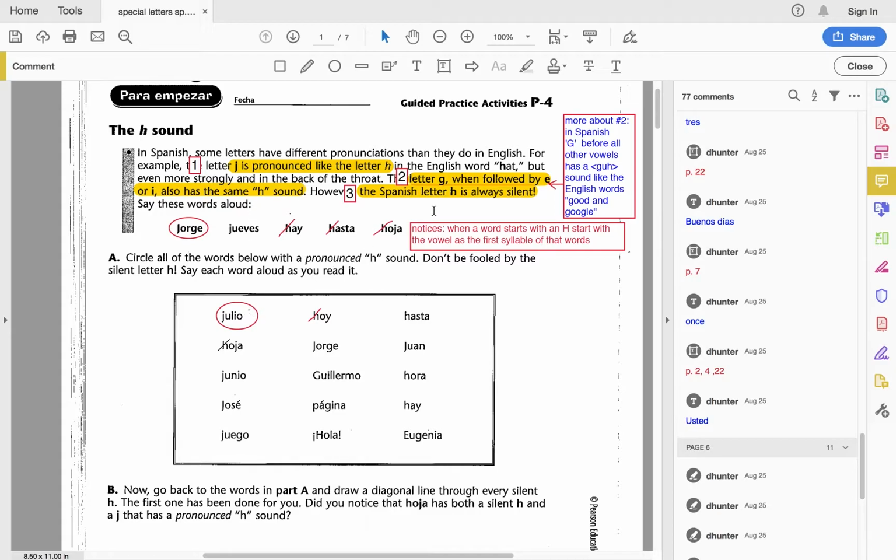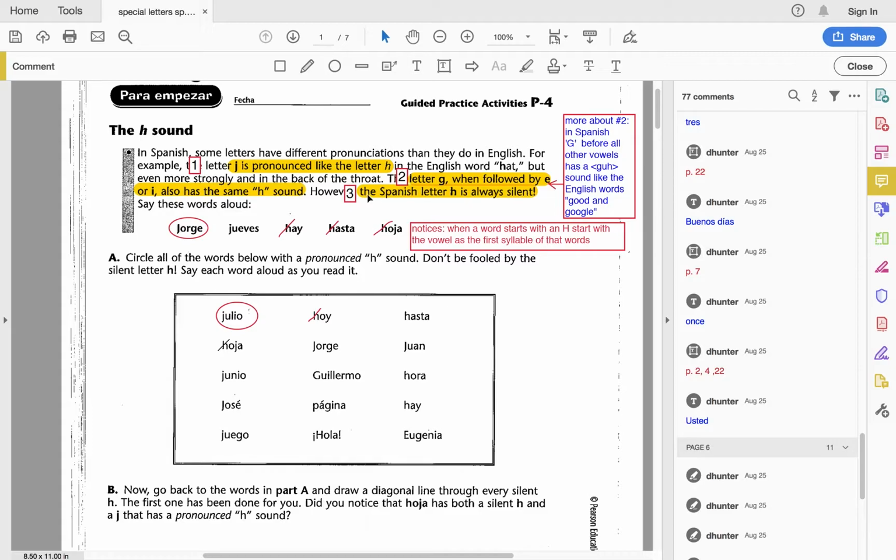Like the word gente. One thing to write down off to the side, which I'll read now, is more about the G sound. G before all other vowels has a G sound, like the word good or Google, gato, right? Those are examples that we have seen already, but realize the GE or GI combo makes an H sound. GA, GO, GU, that would make a G sound, like good in Google.